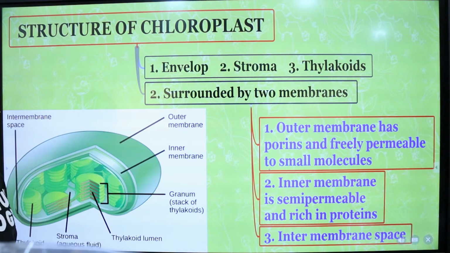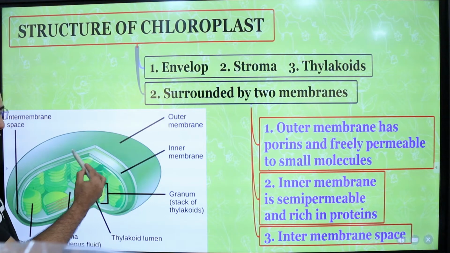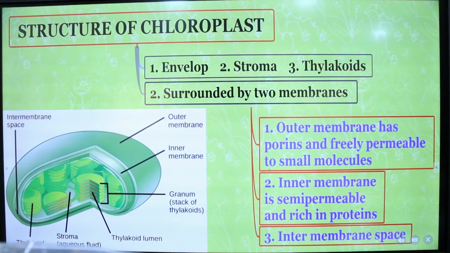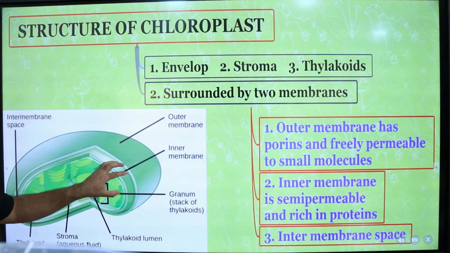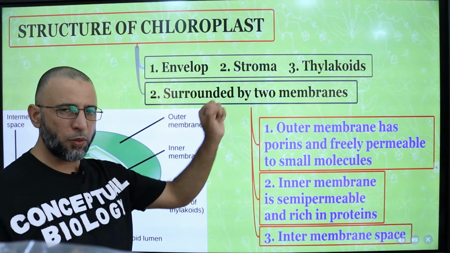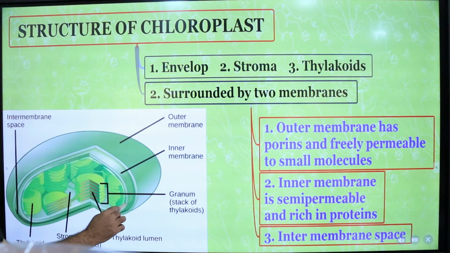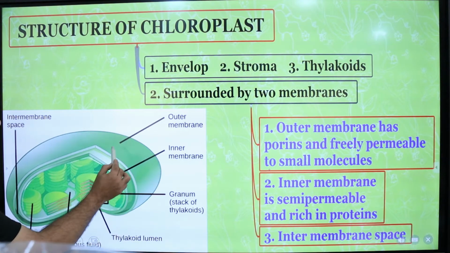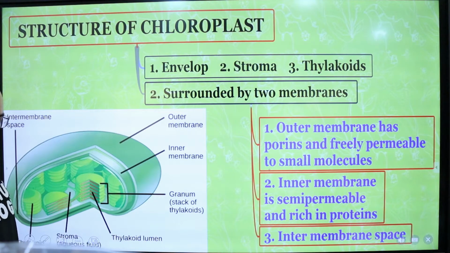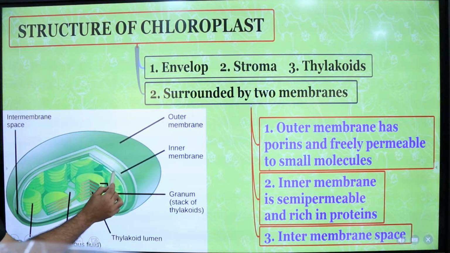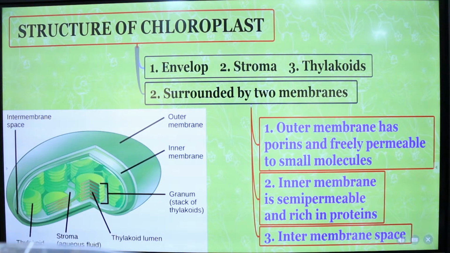Chloroplast is divided into three main regions: first, the outer and inner chloroplast membrane; second, the stroma; and third, the system of membranes present inside the chloroplast, that is called thylakoid membrane. The envelope is bounded by two membranes, the outer chloroplast membrane and the inner chloroplast membrane. In between them, there is a space called the intermembrane space.